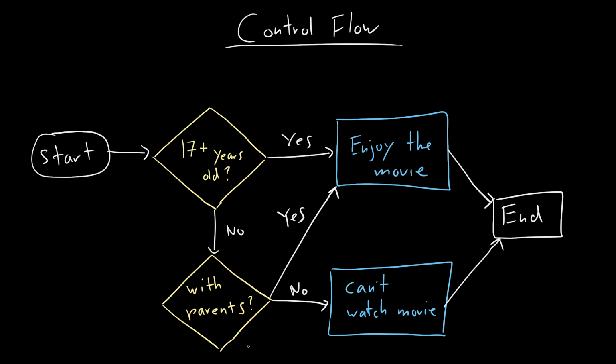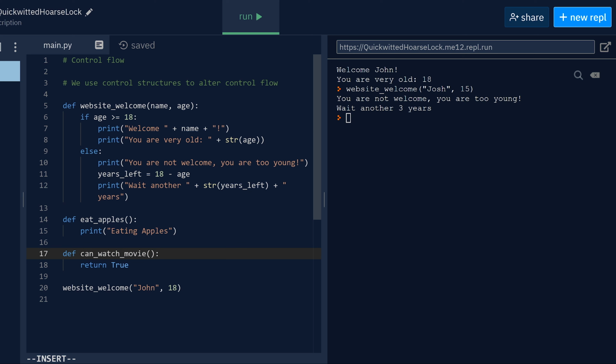So how can we write this in code? So let's do it here. Can watch movie. Right now it's only set to return true. What we want is to return true if you can watch the movie and return false if you cannot. So let's do the easy part first. What do you need? You need an age first. So let's add the parameter age. So we modify our function so that it takes a parameter age.